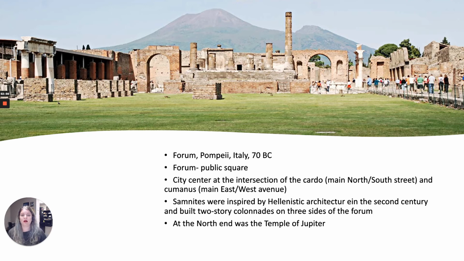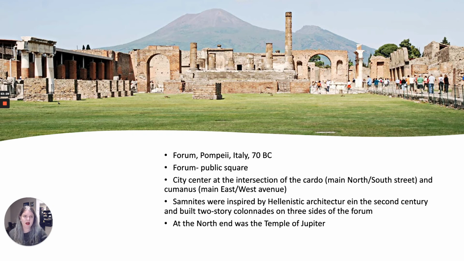They were inspired by the Hellenistic architecture in the 2nd century. So again, that Greek influence. They built the two-story colonnade on three sides of the forum, and at the north end we have the Temple of Jupiter. The Temple of Jupiter was an Etruscan plan with Corinthian columns, and it was made of tufa and covered in white stucco, the kind of stucco that had marble dust mixed in so that it looked like marble, and it faced the forum.